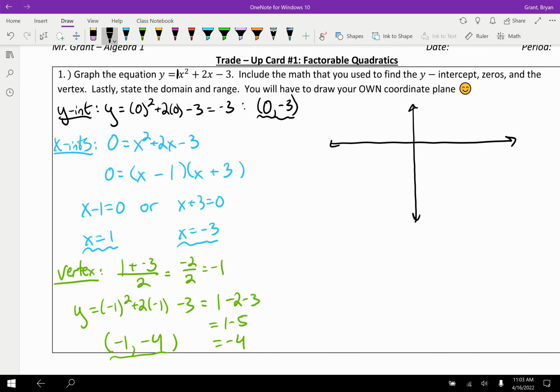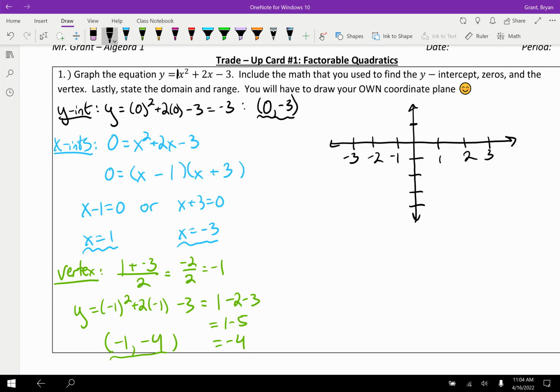All right, let's get our x's in. 1, 2, 3. 1, 2, 3. We definitely need to go out to -3 because that's one of our zeros, right? And here's 1, 2, 3. Good. Then we'll just put something here. Our y's only need to go down to -4. So 1, 2, 3, 4.